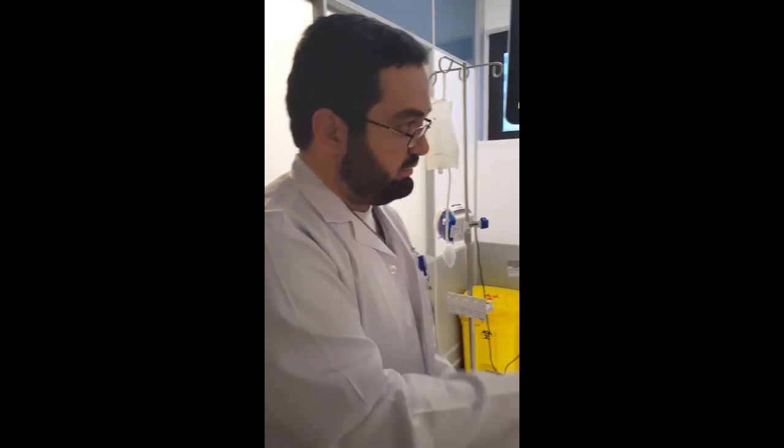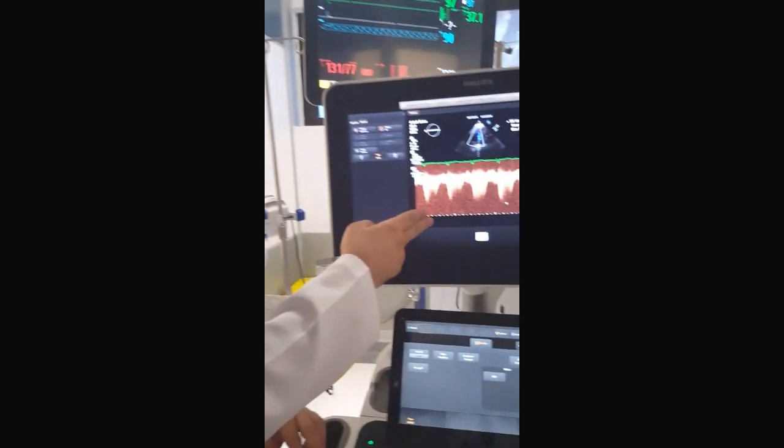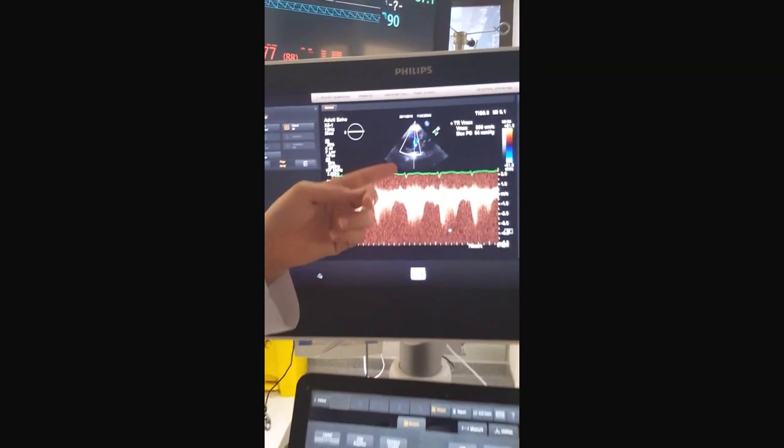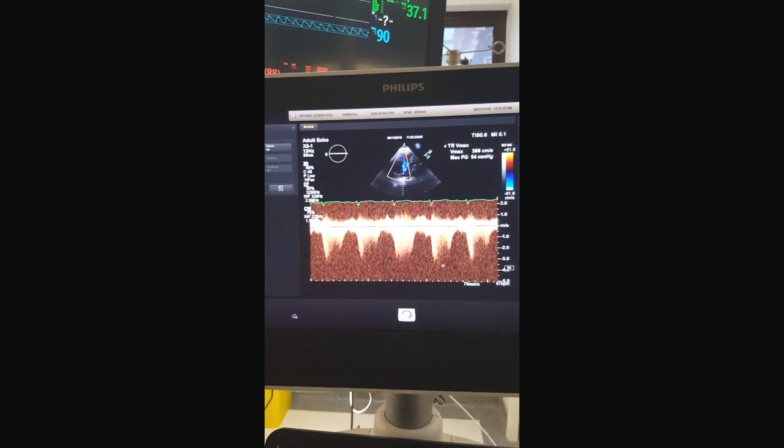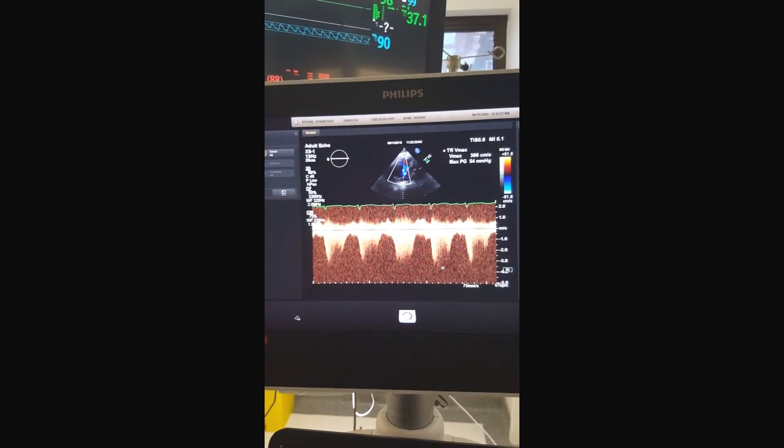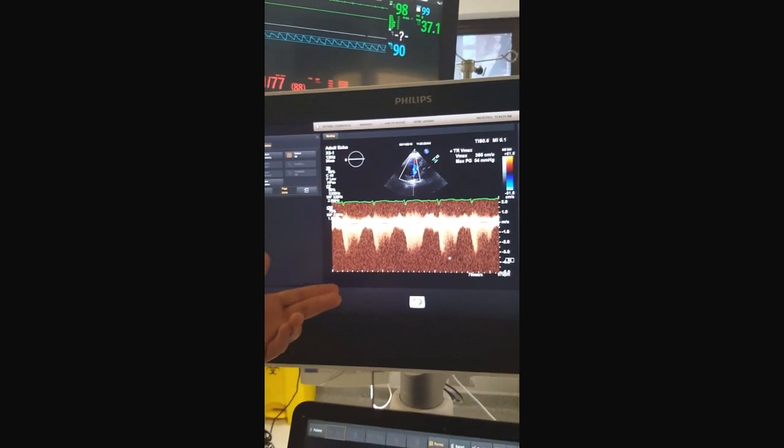From 35 to 45 is mild. 45 to 60, and the latest guidelines say even 70, is moderate. More than 60 or 70 is severe. So for this patient, to know what the pressure is, this is at least 45, and this is the tricuspid velocity. So we usually have to add 5 in a normal patient. So if the patient is normal, this is 60.